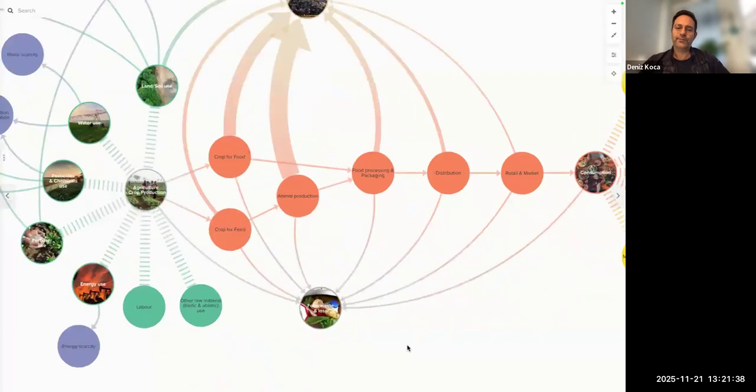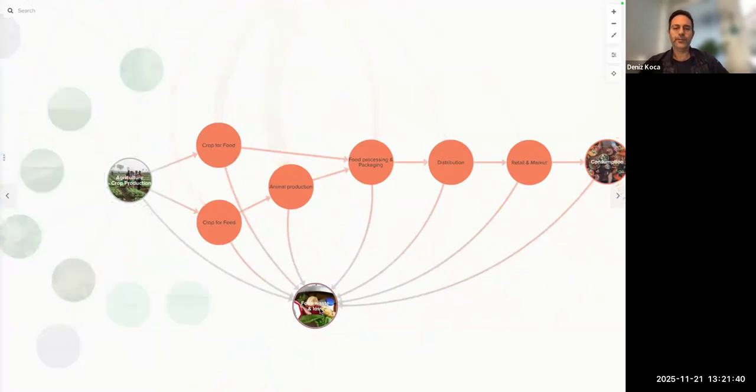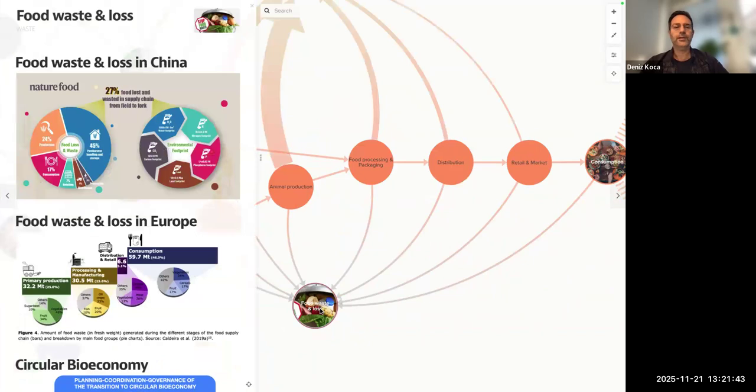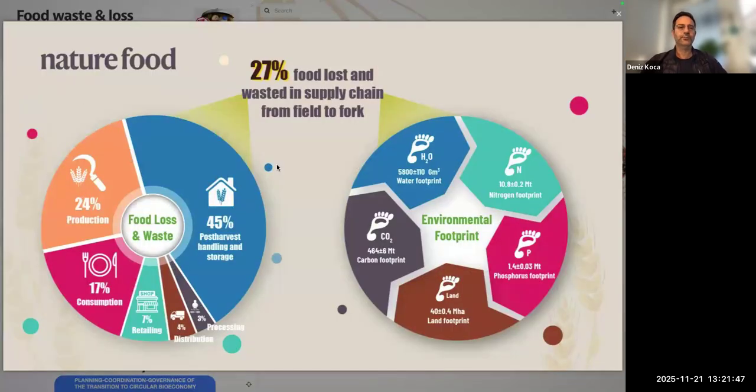The waste, again, waste is everywhere in the entire supply chain. Of course, geographically it differs. These are some figures from China. In China, 27% of what is produced is considered food loss and waste. And if you look at where in the supply chain it occurs most, with 45% it's in the post-harvest handling and storage. Only 24% during the production, and only 17% actually in the consumption.